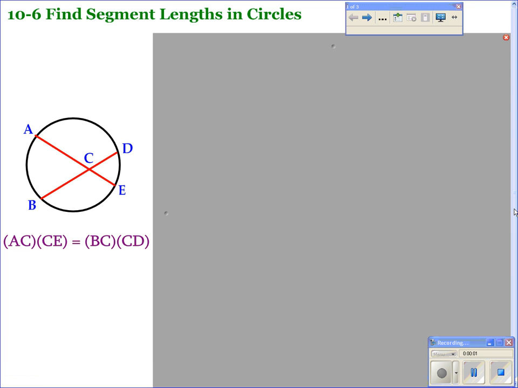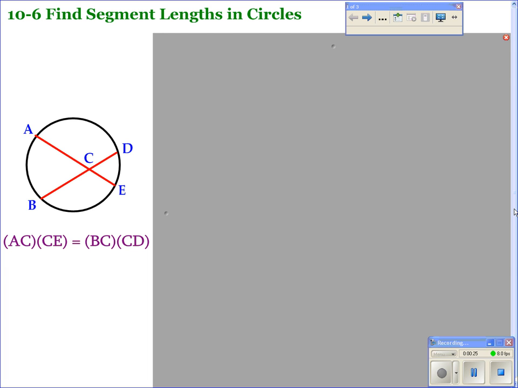Section in Chapter 10, which is all about segment lengths. So we're not talking about angles and arcs, but we're talking about segments within circles. Looking at what's up there, we have two chords that are completely inside of a circle. What we're going to do is multiply each of the individual segments that are created.